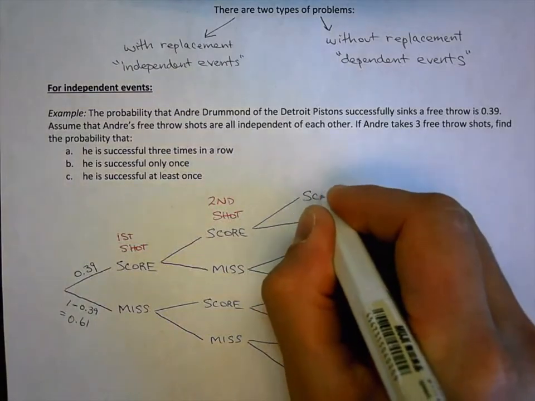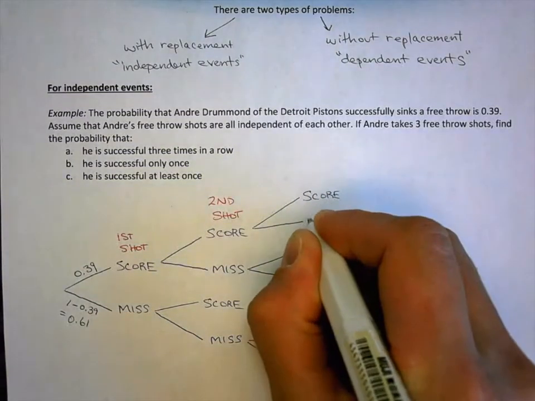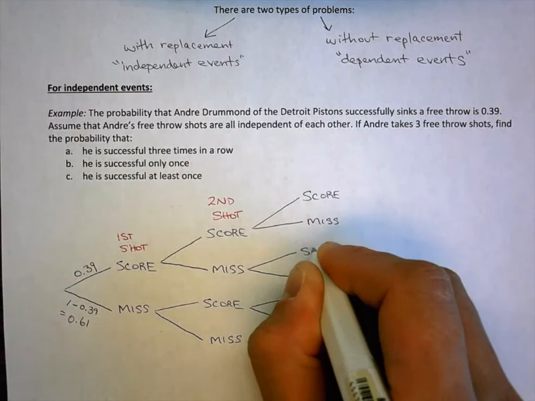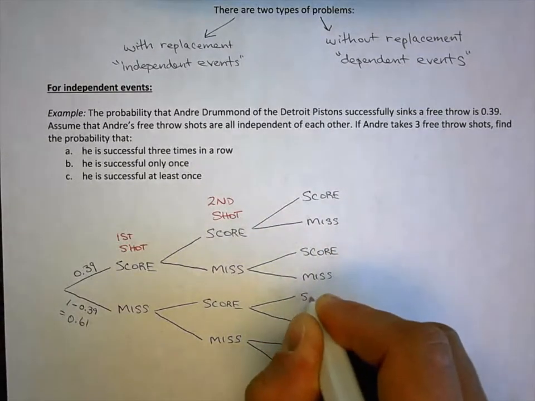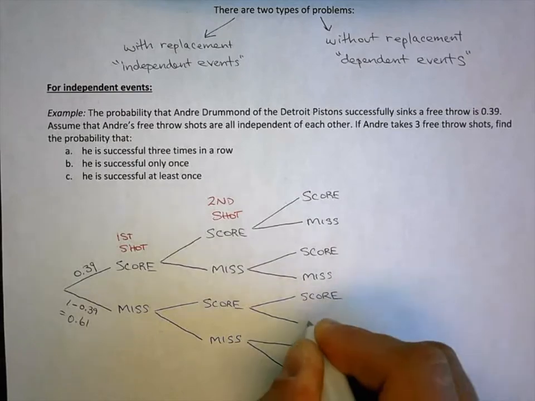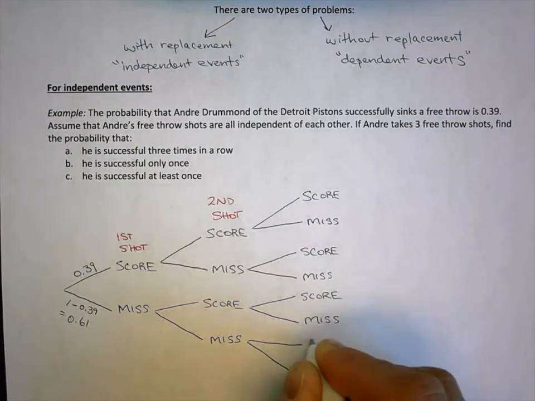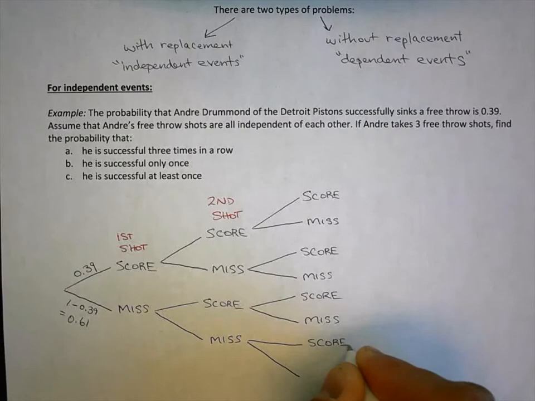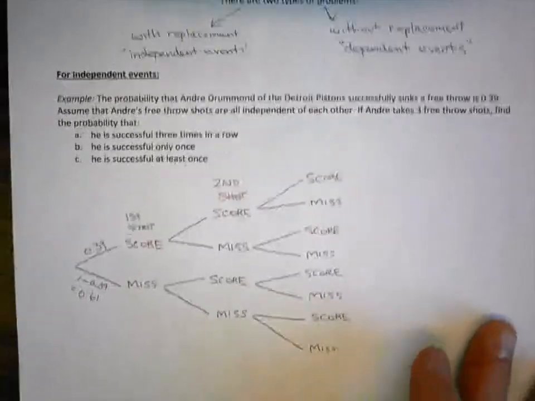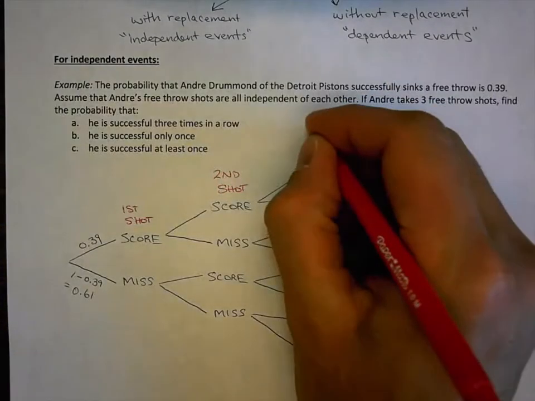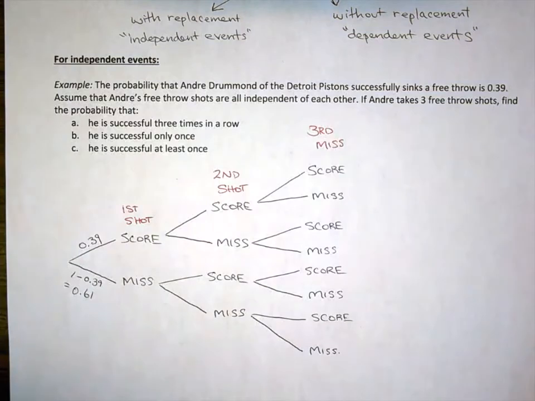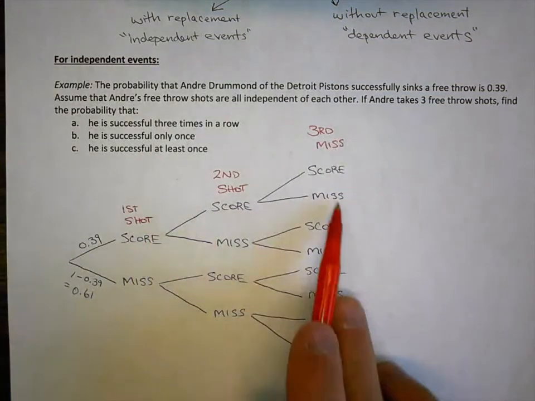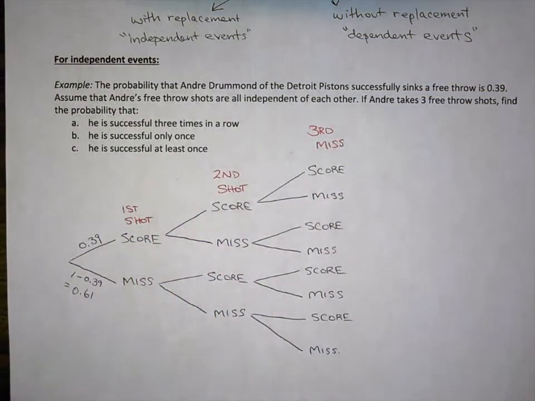So we have score, miss, score, miss, score, miss, score, miss. And that's the third shot. So you can see there's a lot of possibilities for these 3 shots. You can score, score, score, score, score, miss, score, miss, score, etc., etc.